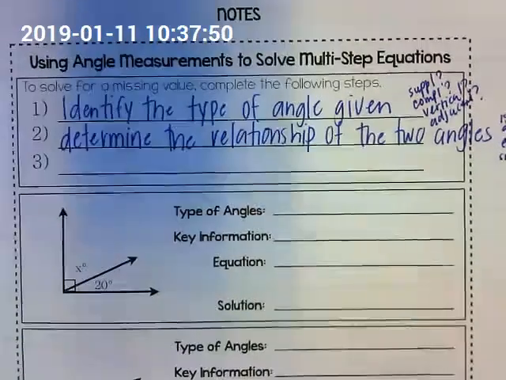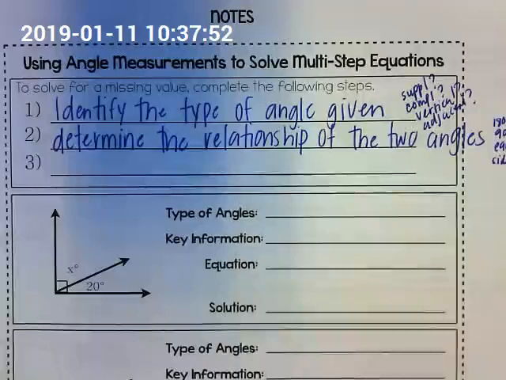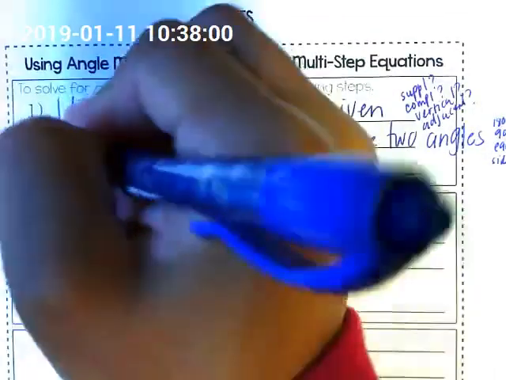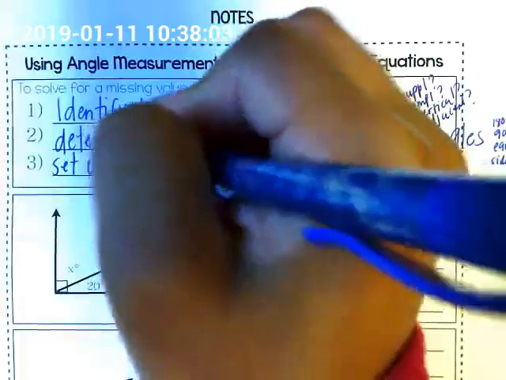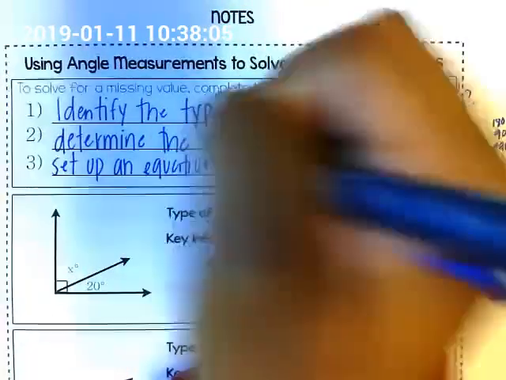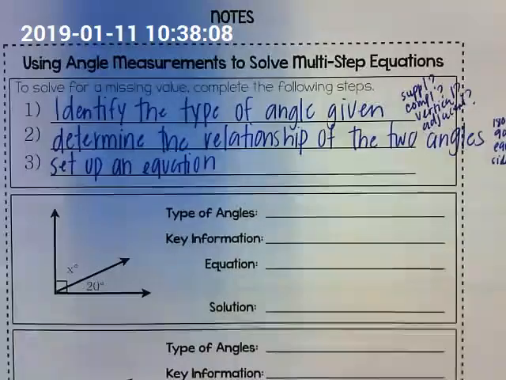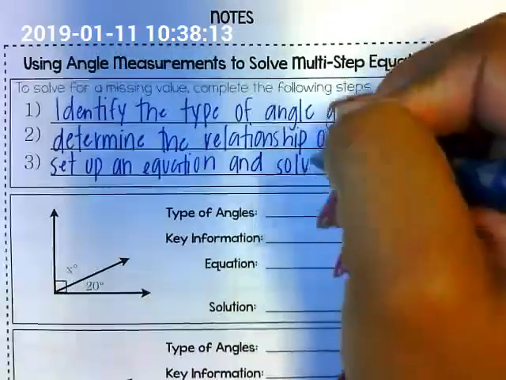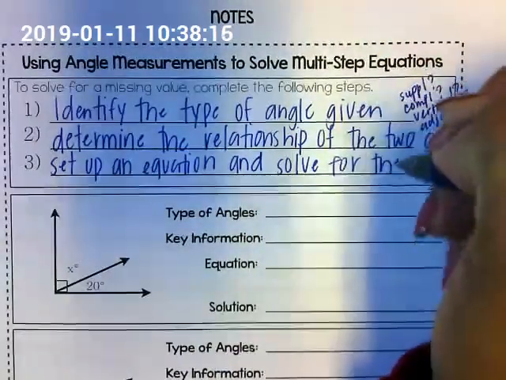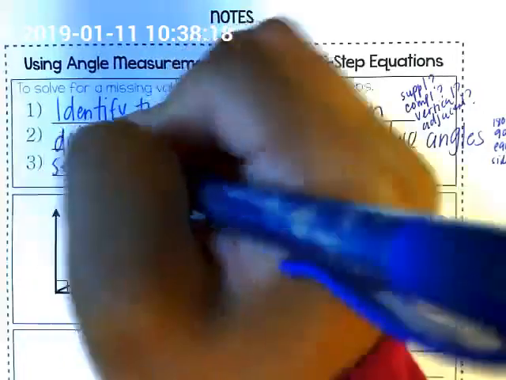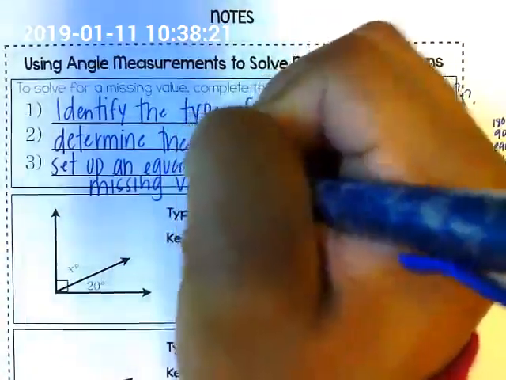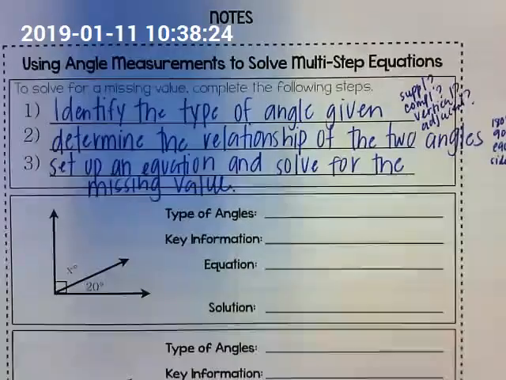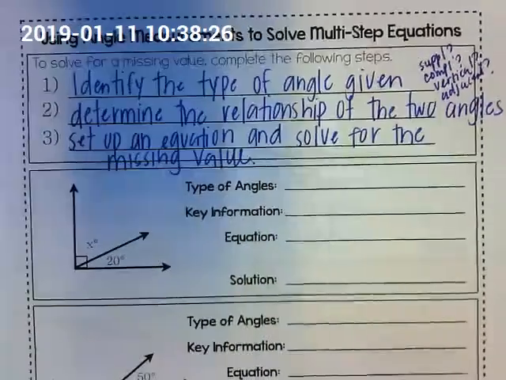So first, identify the type of angle. Second, what is the relationship of those types of angles? And now our third is set up an equation and solve for the missing value.